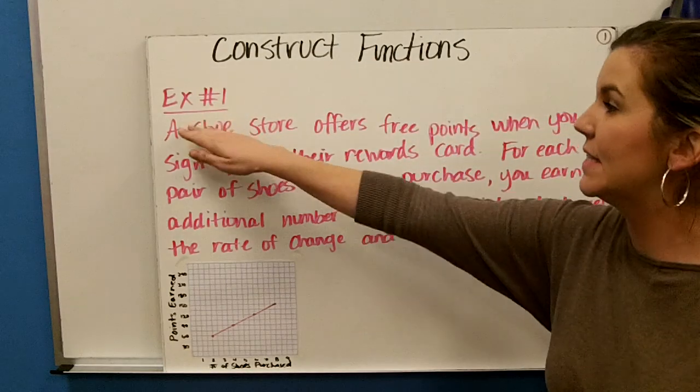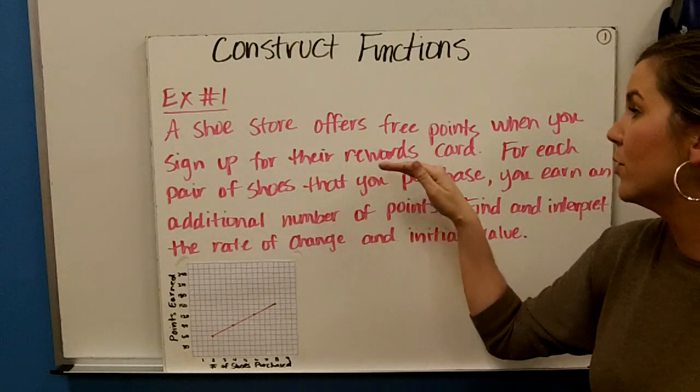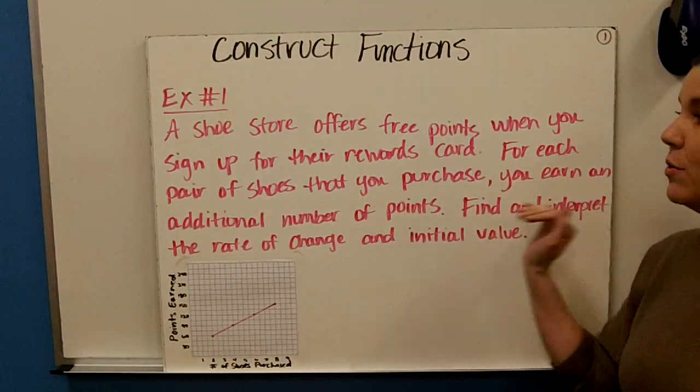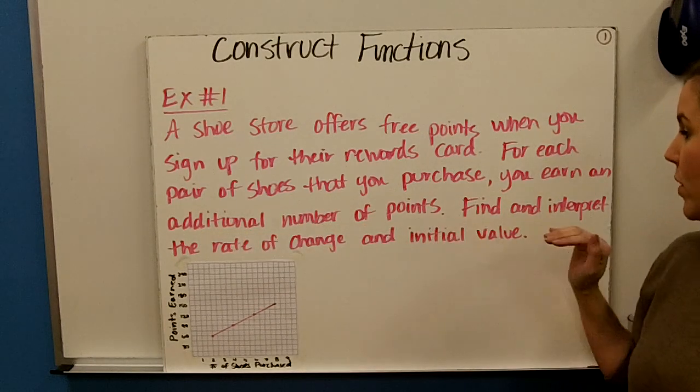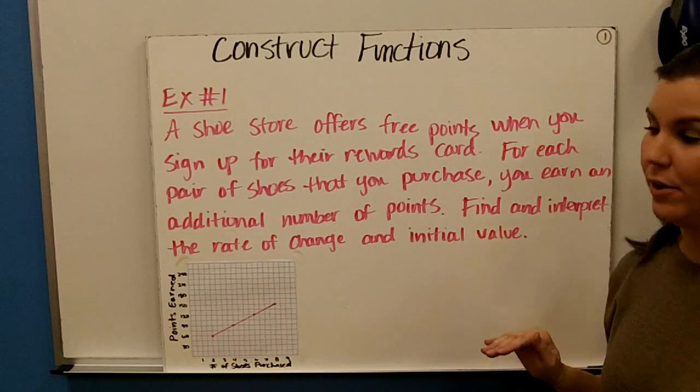Construct functions. Example 1. A shoe store offers free points when you sign up for their rewards card. For each pair of shoes that you purchase, you earn an additional number of points. Find and interpret the rate of change and initial value.